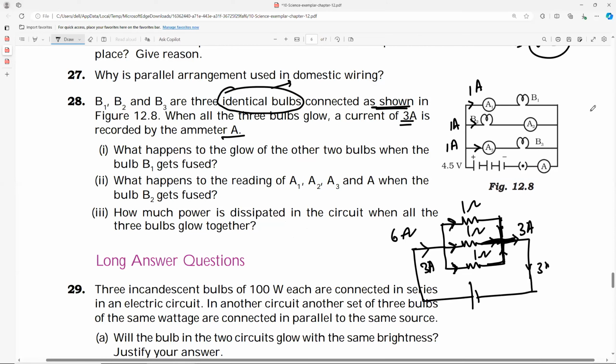Tell me. The other bulbs will not get affected.